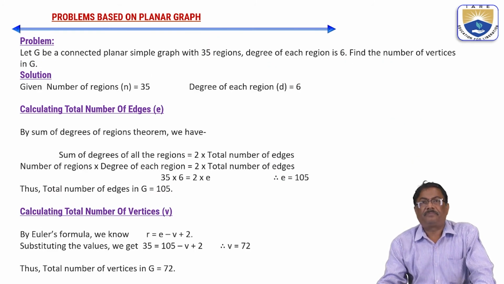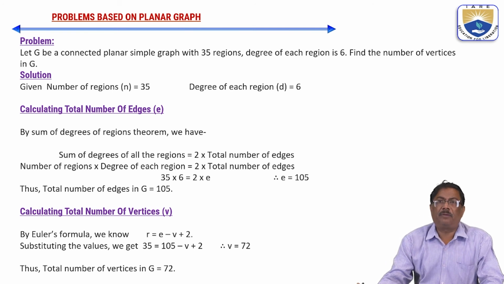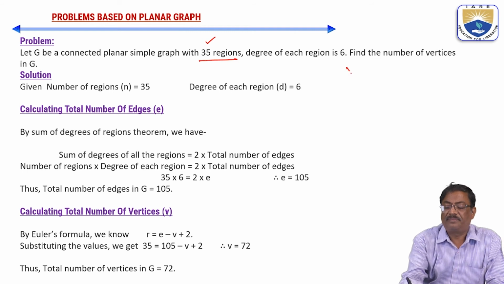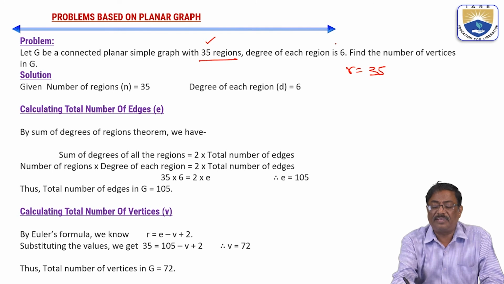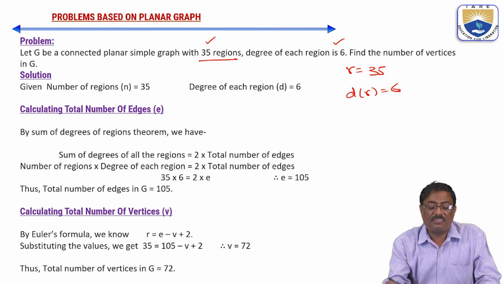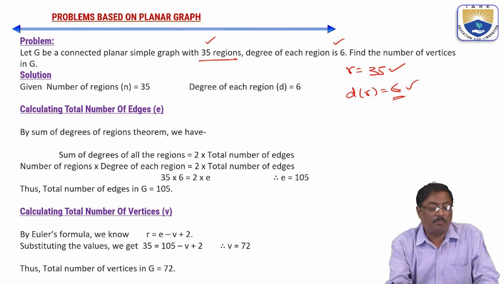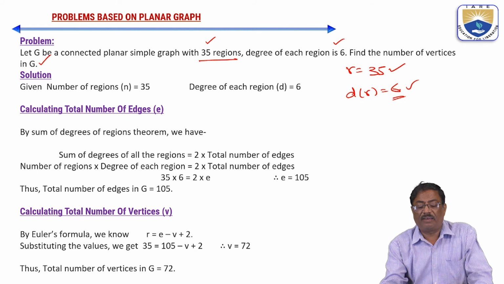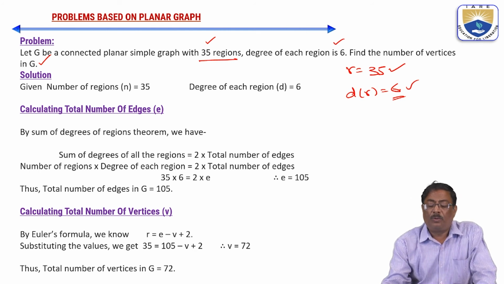Then the next one. Let G be a connected planar graph with 35 regions. R is given, R equals 35. The degree of each region is 6. Find the number of vertices in the graph.